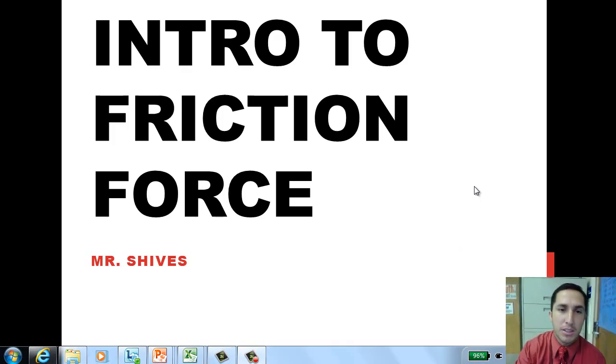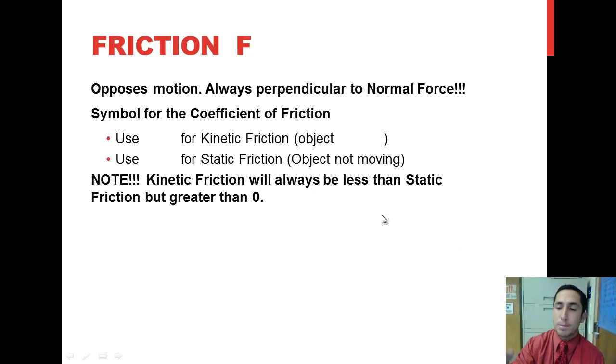Alright, here we go. Let's go ahead and get started. So, friction force. Our first official notes. You will write it like this: capital F, lowercase f, friction force. Friction force always opposes motion, and it is always perpendicular to normal force, just Fn.